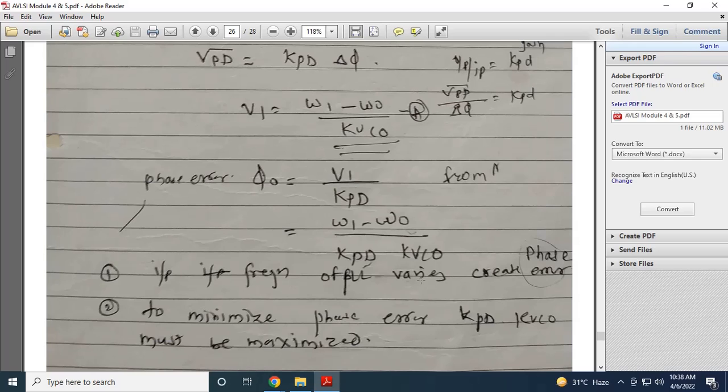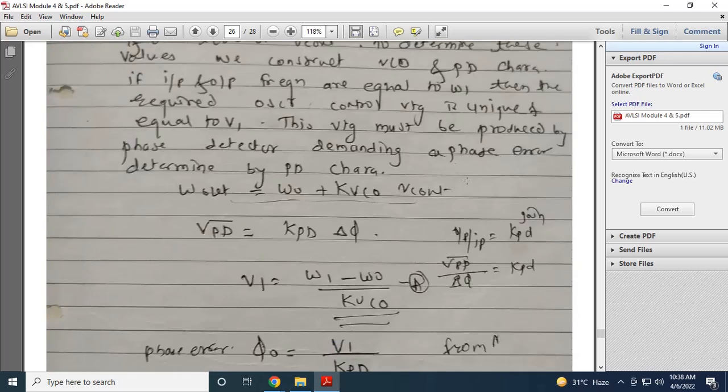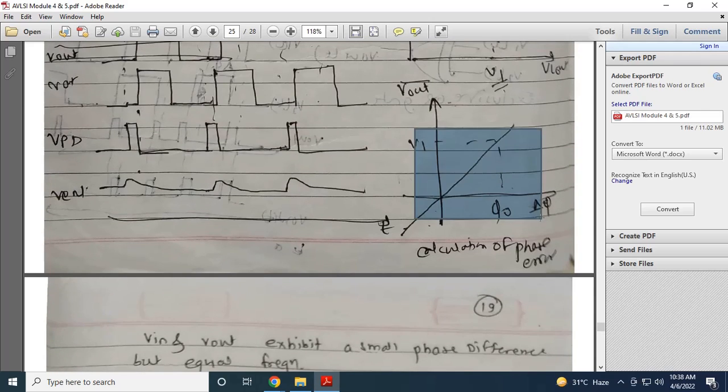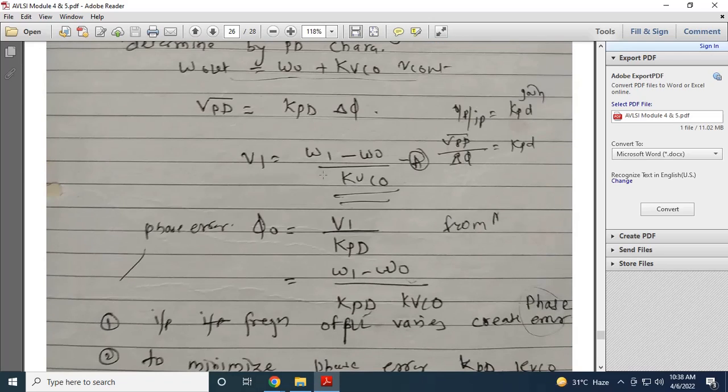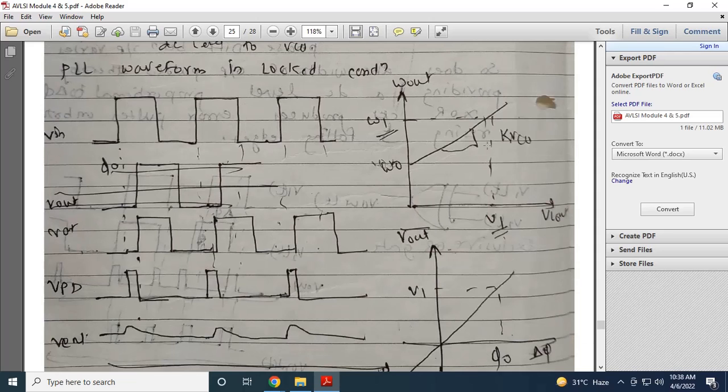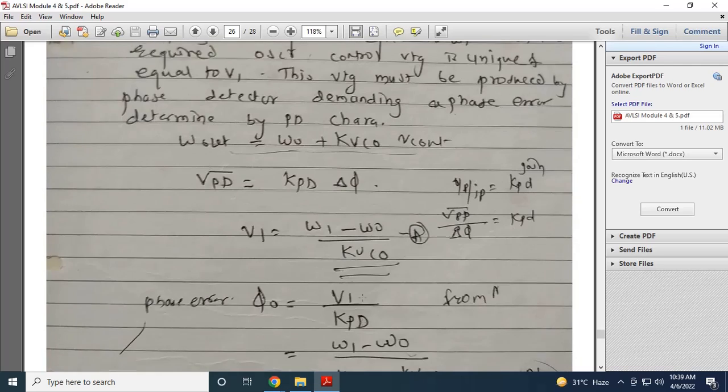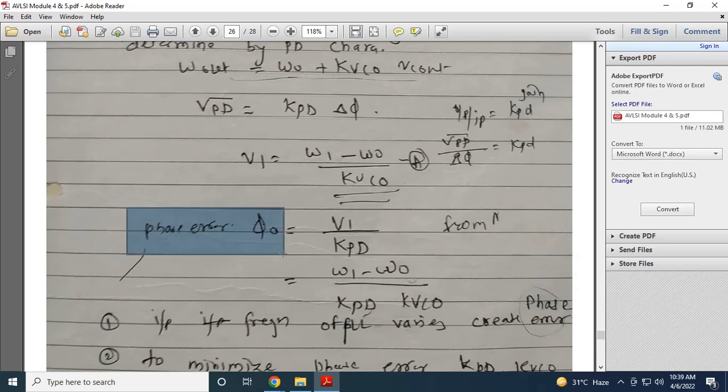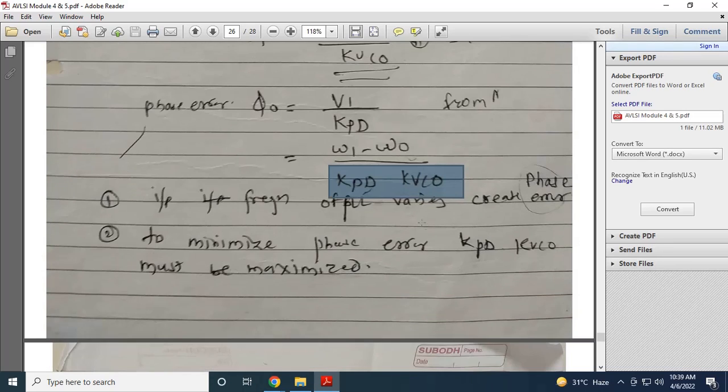So when the input frequency of the PLL varies, it will create the phase error, and to minimize the phase error, KPD and KVCO must be maximized. So we can reduce this error by increasing this factor, that is KPD and KVCO. This is the gain of the phase detector, and KVCO is the gain of the VCO. So to reduce the phase error of the PLL, we can maximize these two factors, that is the gain of the phase detector and the gain of the voltage control oscillator.